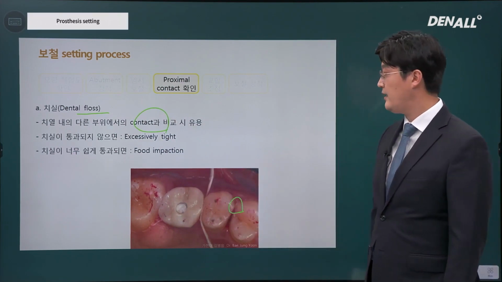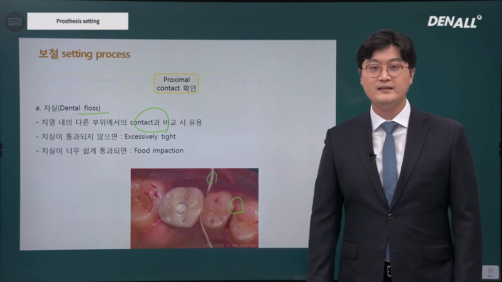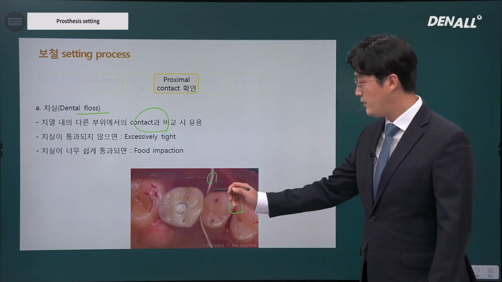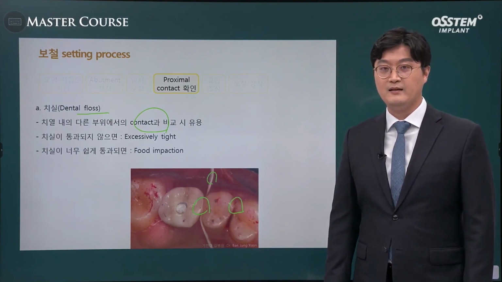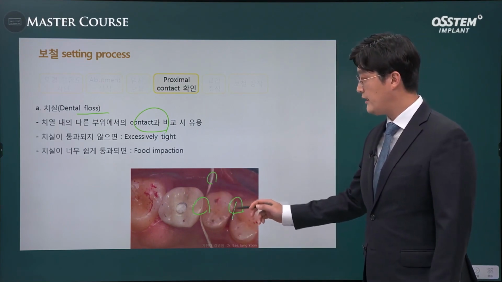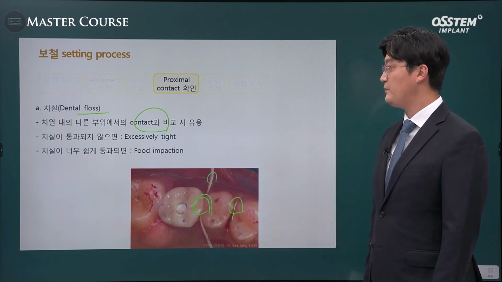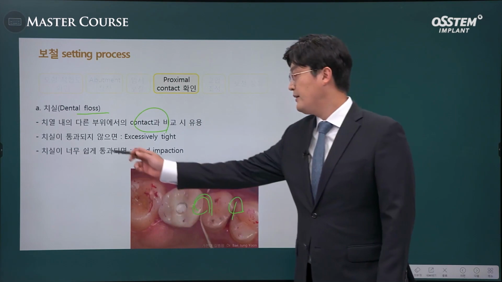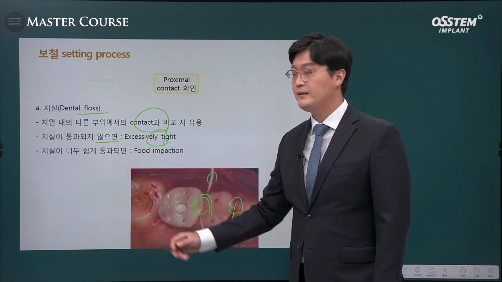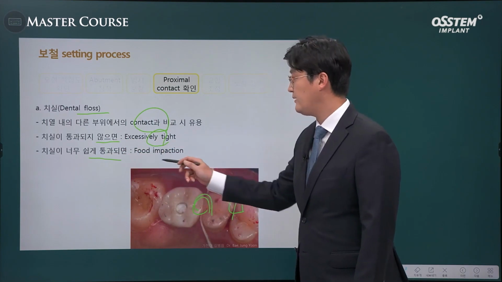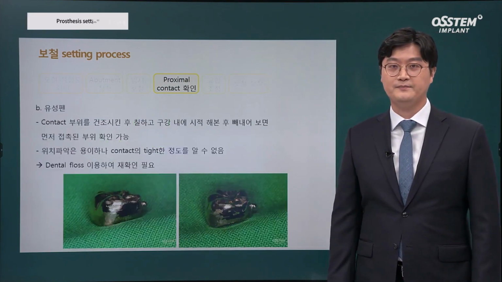Using the floss, you need to check whether the contact of adjacent teeth and the antagonist are tight or loose. If the contact of adjacent teeth are loose, then it doesn't matter if it is loose. However, if the contact between all the other teeth are tight and it is only loose with the prosthesis, then adjustment may be necessary. If the floss cannot go through, it is excessively tight, and if it can pass through too easily, then there is concern for food impaction.